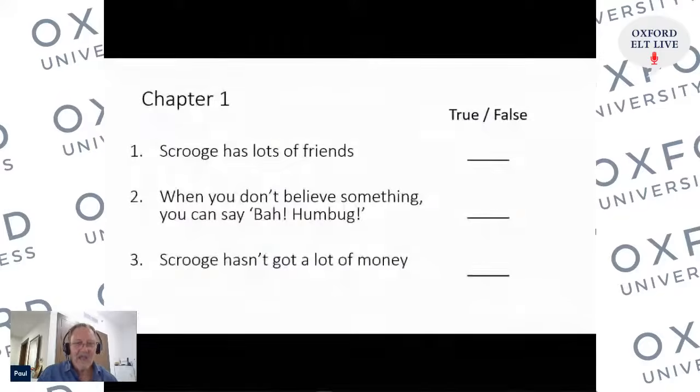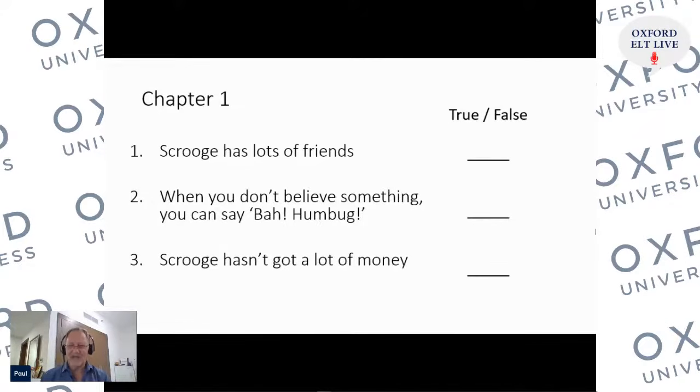So, let's have a quick quiz on chapter 1. In the comments, tell me, are these statements true or false? Number 1, Scrooge has lots of friends. Number 2, when you don't believe something, you can say, bah, humbug. And number 3, Scrooge hasn't got a lot of money.